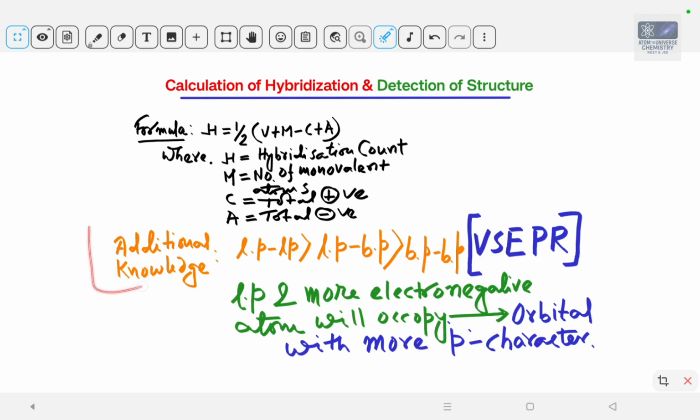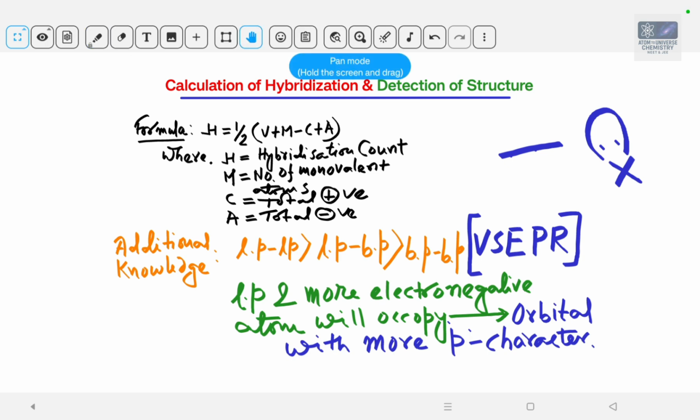Additionally, we have to keep in mind that lone pair repulsion will be much higher than lone pair-bond pair repulsion, and bond pair-bond pair repulsion. Now, what is a bond pair? A bond pair means two electrons forming a bond. And what is a lone pair? Suppose there is an atom X, and it has two electrons that are not bonded with any other atom or moiety.